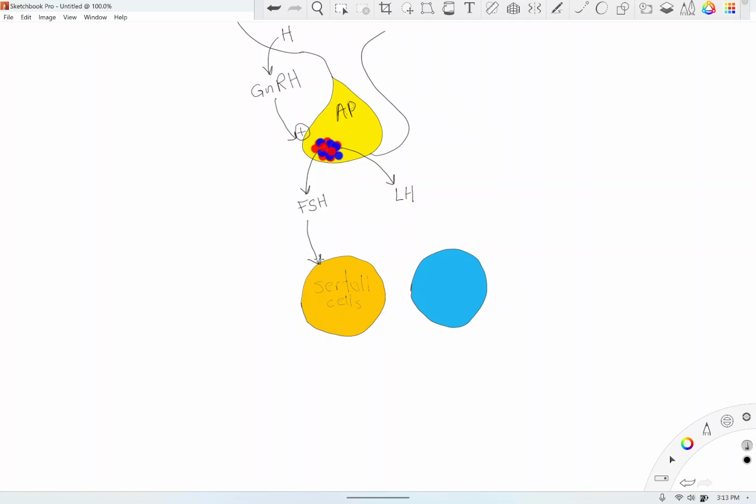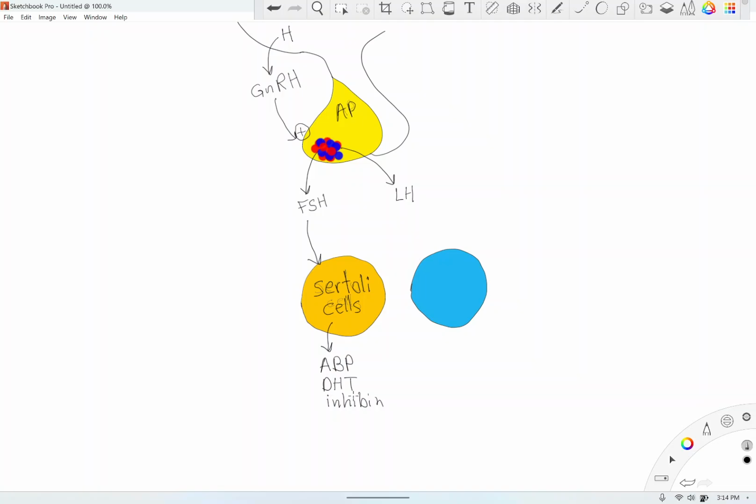Gonadotropin means growth of gonads. It causes hypertrophy of gonads. In this case, which testicular cells does it act on? Sertoli cells. So FSH acts on Sertoli cells, and when they're activated in response to FSH, they will produce androgen binding protein, dihydrotestosterone, and inhibin. So those are the 3 things it will produce, 1 protein and 2 hormones.